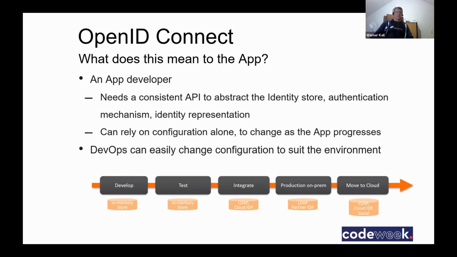So what does that mean for the application? It makes it easier all the way from development stage to deployment in the cloud, to have a consistent API to abstract that identity store and authentication mechanism. And of course, it should also be easy for the DevOps team to configure the application according to the individual stage and location.